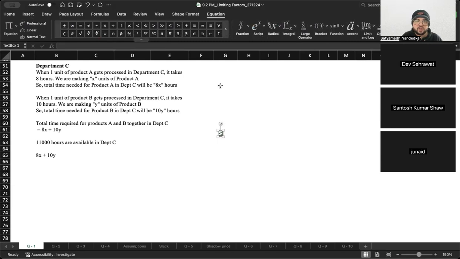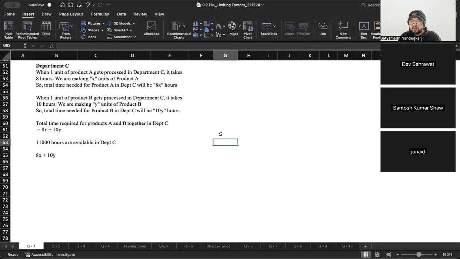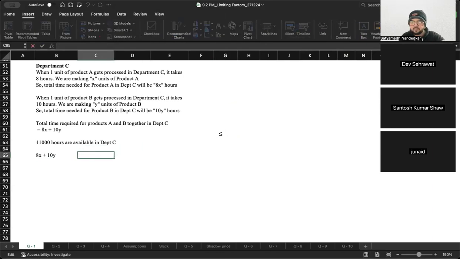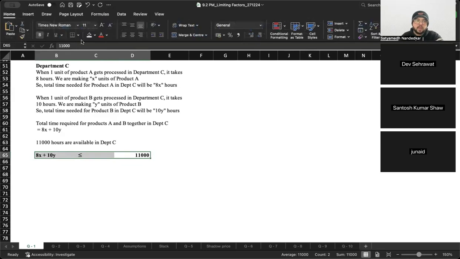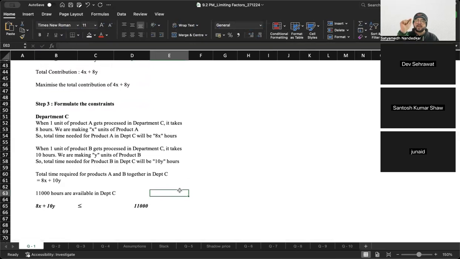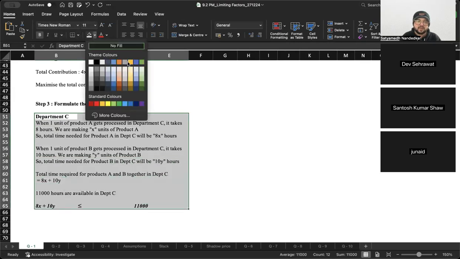Okay, the question specifically mentioned that 8x plus 10y is less than 11,000. 11,000 is the maximum number of hours for which you can work in department C. ठीक है, department C में आपके पास है maximum 11,000 hours and product A will take 8x hours, product B will take 10y hours total units. This number has to be less than 11,000. This is the first constraint that we have framed.